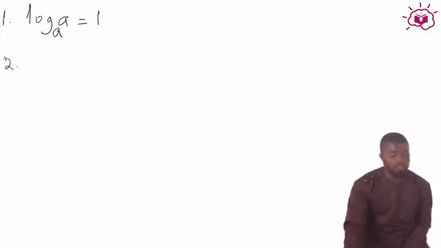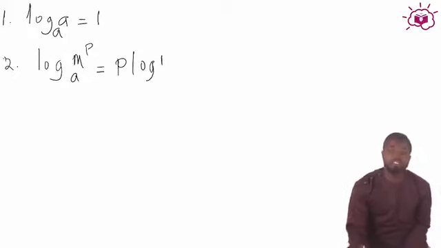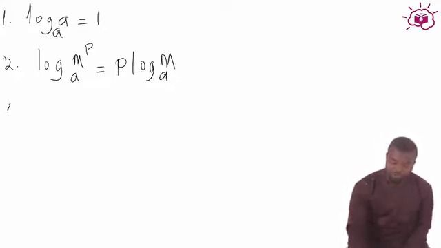The second rule will be log m raised to power p base a will be equal to p log m base a. If you notice, the power of m will go behind the logarithm. That is a very important rule in logarithm.